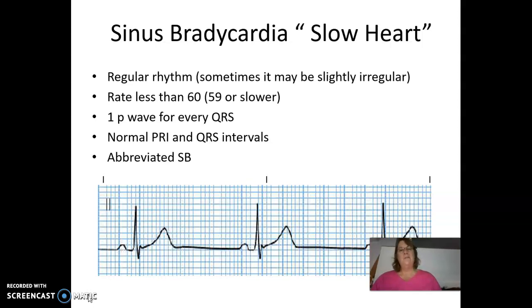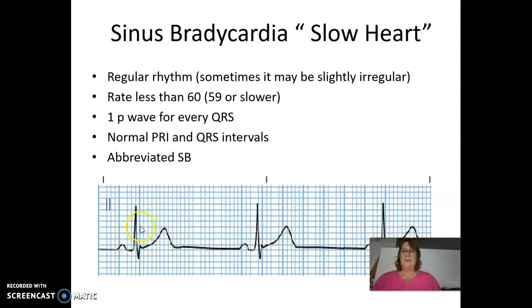Now, QT intervals, we've mentioned that normal is 0.40 or less in normal heart rate ranges. In bradycardias, sometimes that QT interval will lengthen. It's abbreviated SB for sinus bradycardia, but you always want to make sure you put the rate because, again, sinus bradycardia at 58 versus sinus bradycardia at 30 are going to be two different things.